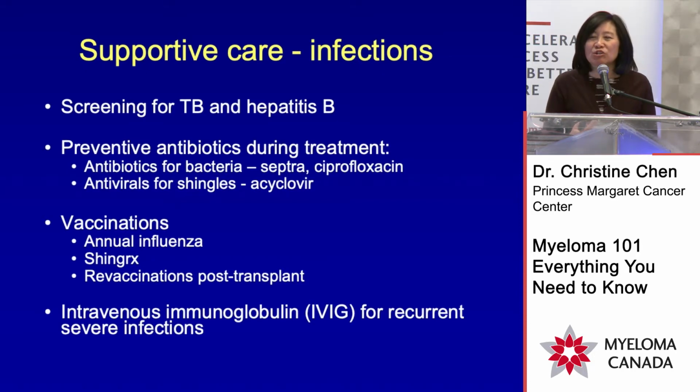Most recently, we encouraged the Shingrix. It's a vaccine against shingles. Previously, the shingles vaccine was a live vaccine. We asked people not to take it, but this one can be given because it's a dead vaccine. And then occasionally people with severe recurrent infections, because their normal antibody levels are suppressed, we will use infusions of immunoglobulins.